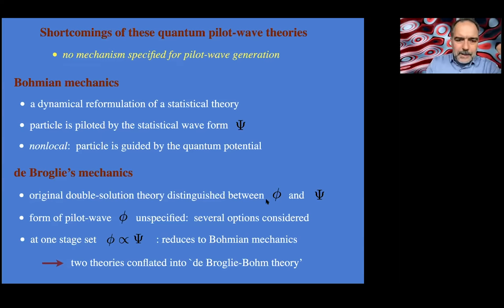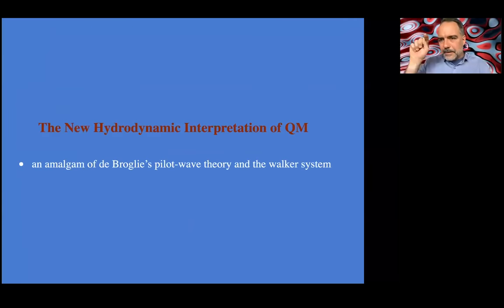So he initially distinguished between these two waves, the pilot wave and the statistical wave, but then after Bohmian mechanics, he caved a bit and said, oh, the two are linearly proportional, apart from a singularity in the vicinity of the particle in the guiding wave. But basically, if you say the two are the same, then the theories become the same, and this is why they're generally conflated into the so-called de Broglie-Bohm theory. But again, neither writes down an equation in which the pilot wave is forced locally by the particle.